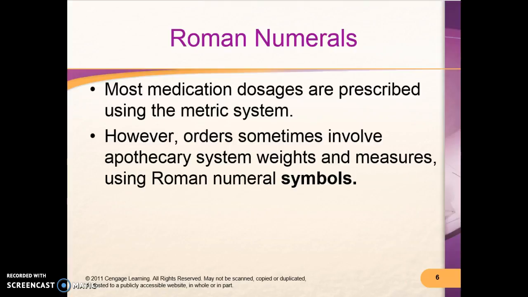Most of the time you're going to see us using what we call Arabic numbers. So those are our regular numbers that we use all the time: 1, 2, 3, 4, 5, etc. But a lot of times in some of the older measurement systems, like the apothecary system that they mention here, you're going to see those Roman numerals used. So understanding how Roman numerals work is very important.